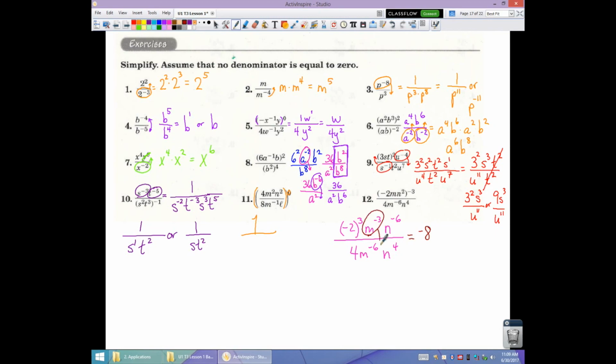So I'll move this m to the negative 3 down, make it m to the 3rd. N to the negative 6th move down, n to the 6th. 4 can stay right where it is in the denominator. M to the negative 6th down in the denominator needs to go up, m to the 6th. N to the 4th down here is fine just where it is. It's already positive. Now what can I simplify further? This is negative 8 divided by 4, so negative 2. M to the 6th over m to the 3rd is m to the 3rd. And then these n's in the denominator, n to the 6th times n to the 4th, is n to the 10th.